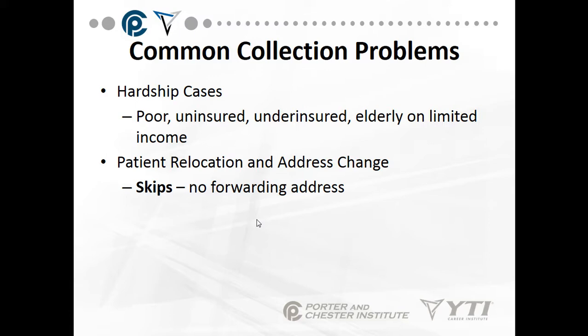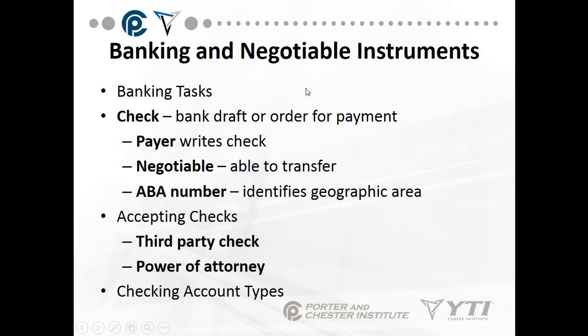How about patient relocation and address changes? This is known as skips with no forwarding address. What do we do with these balances? Some are written off.